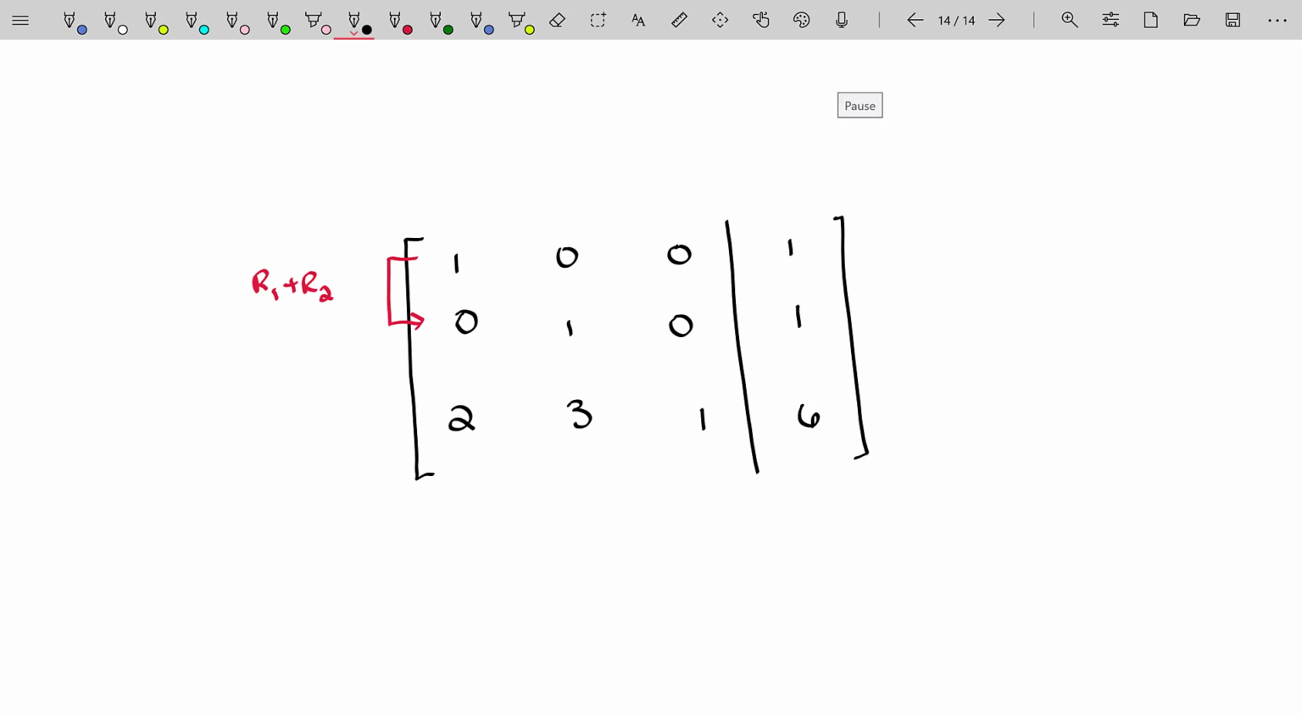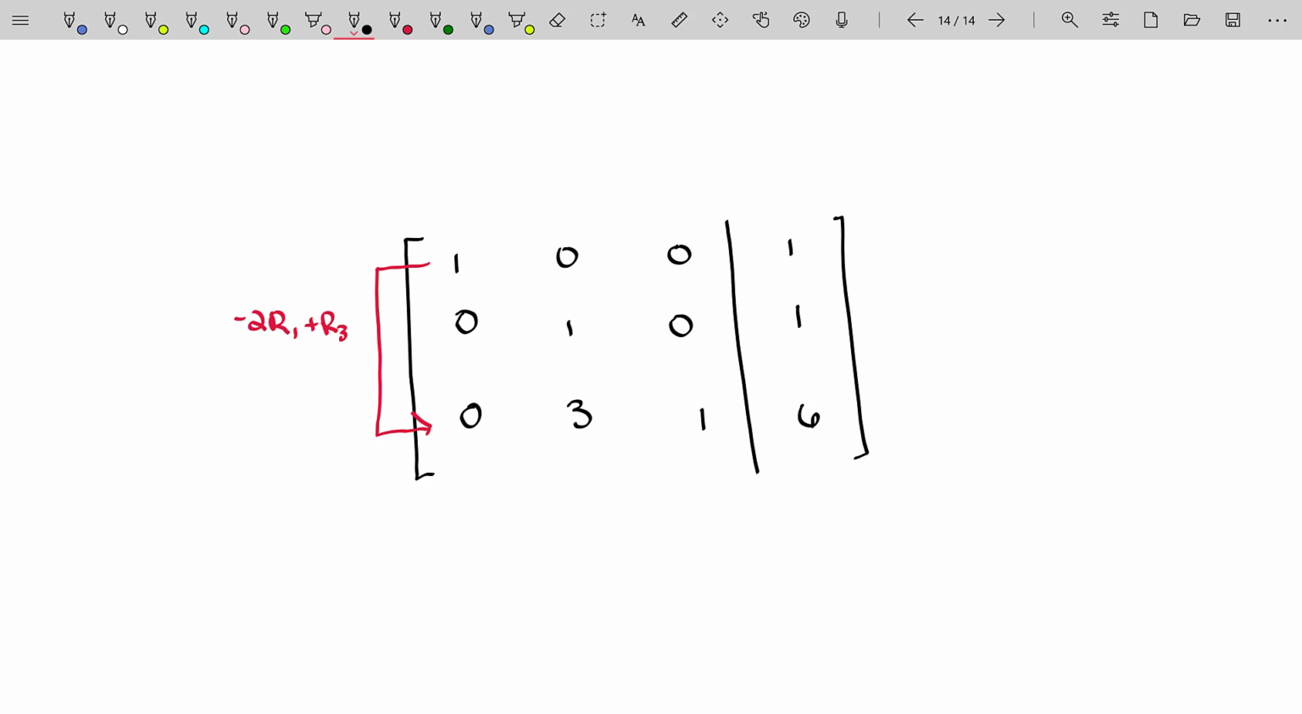Our next move is to take -2 times row 1 and add it to row 3. When you do that, again, in row 1, at least of the coefficient matrix, there's zeros everywhere except for the first entry. So the only thing that's going to change is the first entry in row 3. And we know what that's going to change to. By design, it will become a 0.